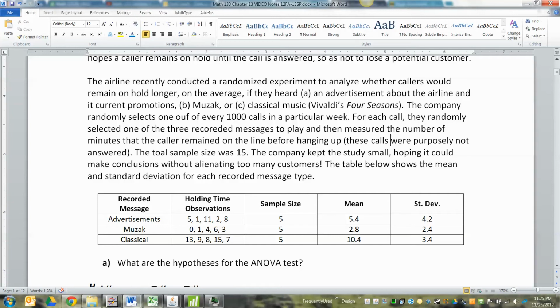All right, so the company randomly selects one out of every 1,000 calls in a particular week. For each call, they randomly selected one of the 3 recorded messages to play, and then they measured the number of minutes that the caller remained on the line before hanging up. These calls were purposely not answered. The total sample size was 15. The company kept the study small because they don't want to alienate too many people, because they're never going to pick up on these poor 15 people. So they never picked up on them.